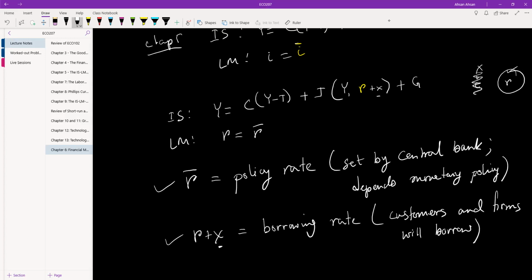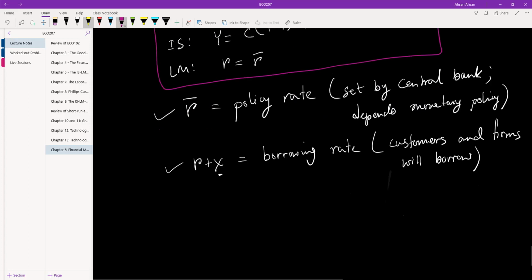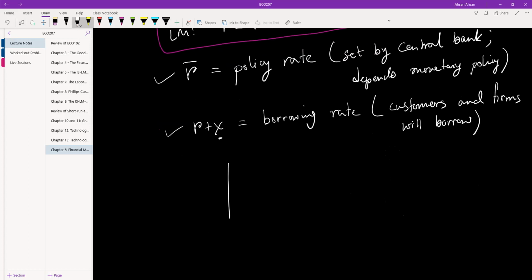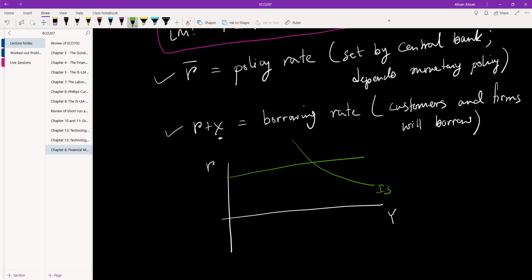Okay. So now that we have this, if we were to draw the IS-LM, what will that look like? So we have Y here, we have R here. Suppose this is what the IS looks like. This is the LM that we have. Okay. And is there anything new here?